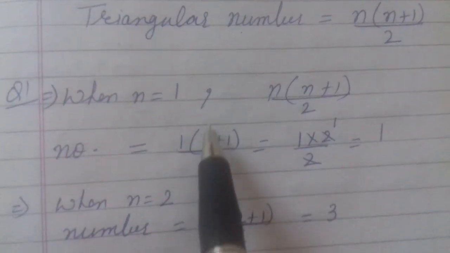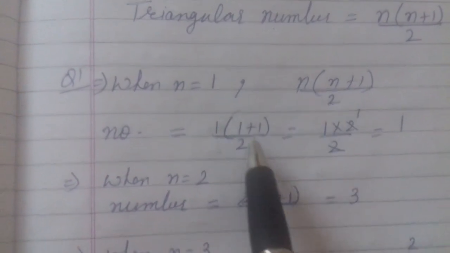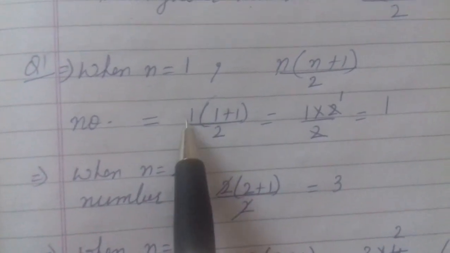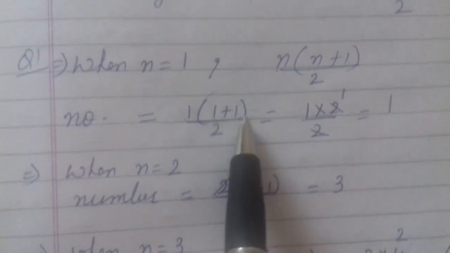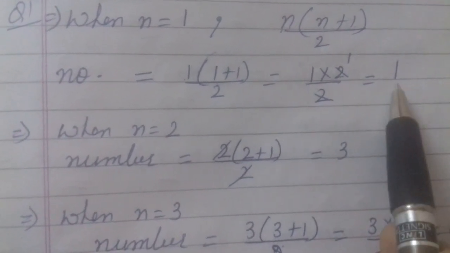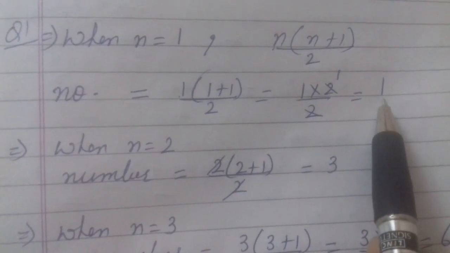1. Bracket, the value of n is 1, plus 1, upon 2. That will be equal to 1 plus 1 multiplied by 1, upon 2. 2 and 2 will get cancelled. So the first triangular number is 1.